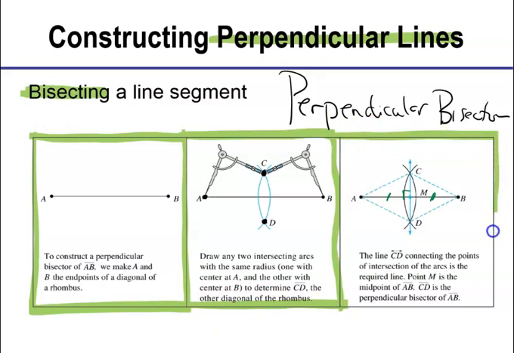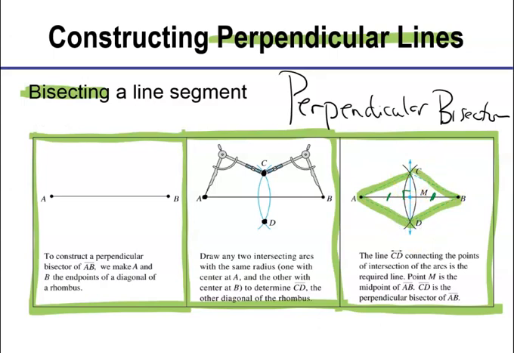Now, did you notice something at the end here? We built another rhombus. Not every one of these, but for almost all of these, we've built a rhombus. Now, you don't have to. We just wanted the perpendicular bisector. But if you connect up your intersection points, C and D, to your endpoints, there's our rhombus right there.